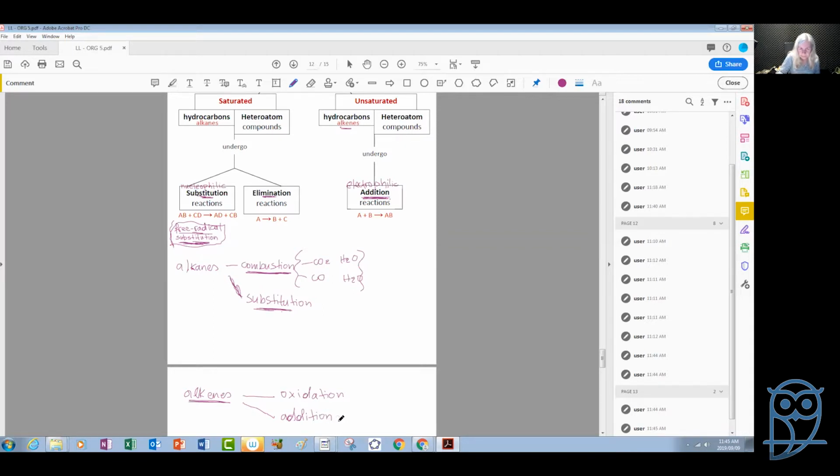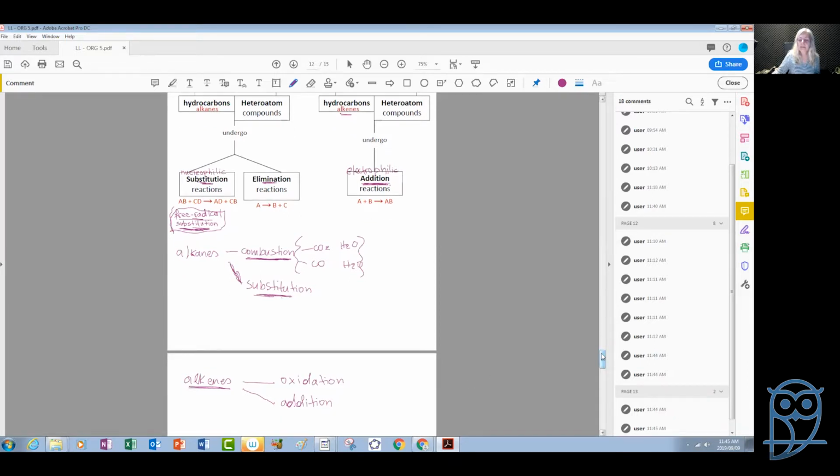Addition reactions. And furthermore, the very important reaction that the alkenes can undergo is polymerization. Polymerization, again, is not part of these reactions that we have discussed, because it's not about knowing a mechanism. It's simply, but hold on, let me write it first. Addition polymerization.